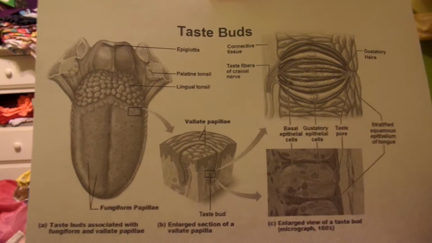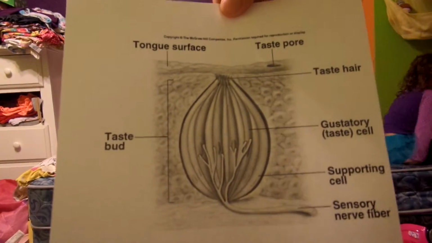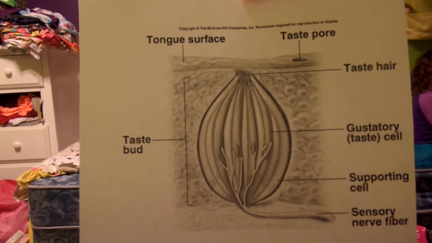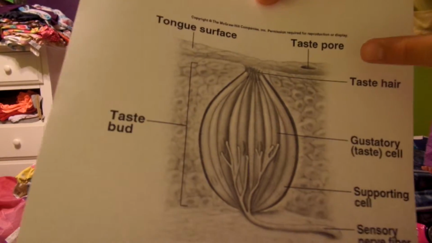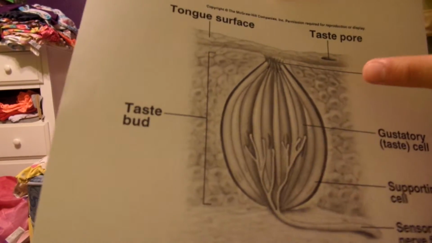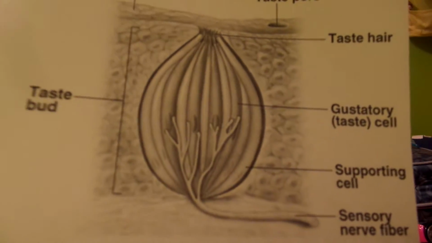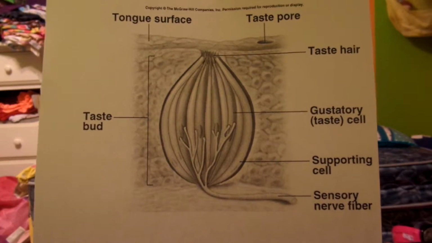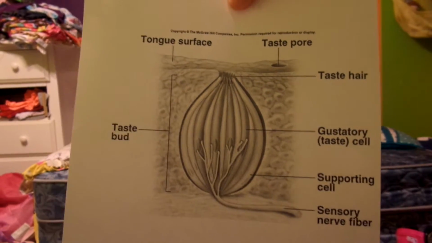To get a better understanding, here is a picture of a cell flask, and here at the top we have the tongue surface, and along to the top right we have the taste pore, which are little holes that are receptors. Within these taste pores we have a little hairy part at the top. These are also called the taste hairs. What these do is sense what's going on in the tongue and send signals straight to the brain of what's going on in our mouth.